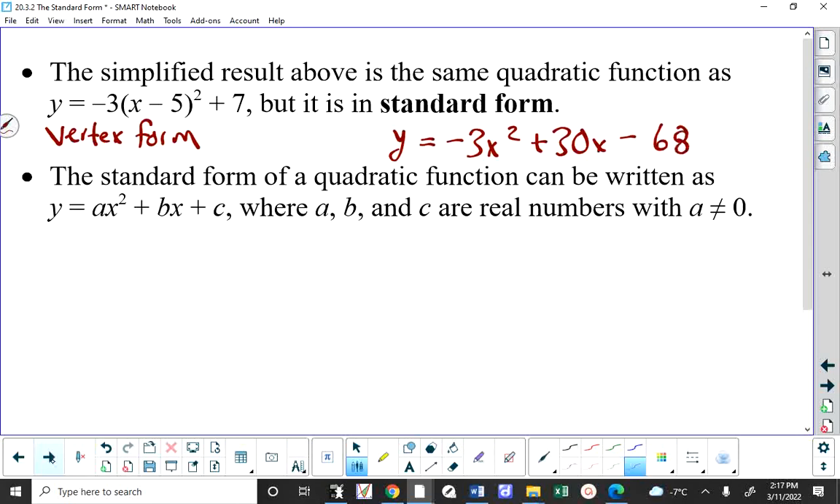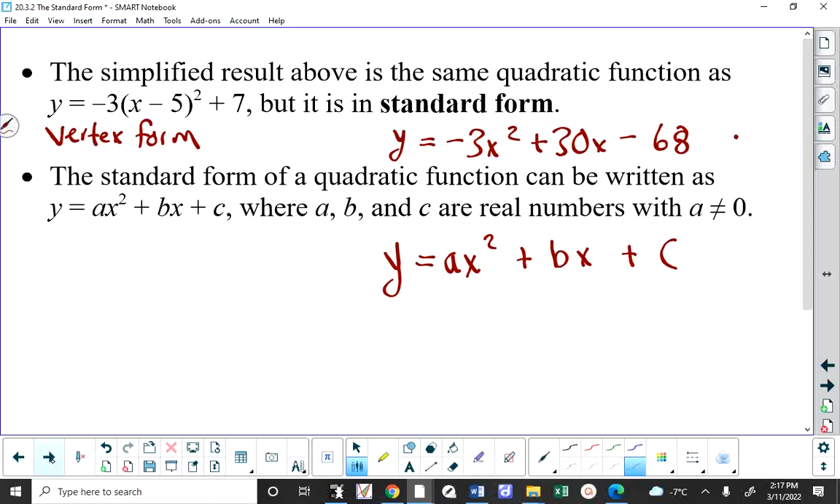Okay. And the standard form of a quadratic function can be written as y equals ax squared plus bx plus c. So we'll get to the rest of that definition in a second. In our example up here, I hope everybody sees that a is negative 3, b is 30, and c is negative 68. They're the numbers in the quadratic function.